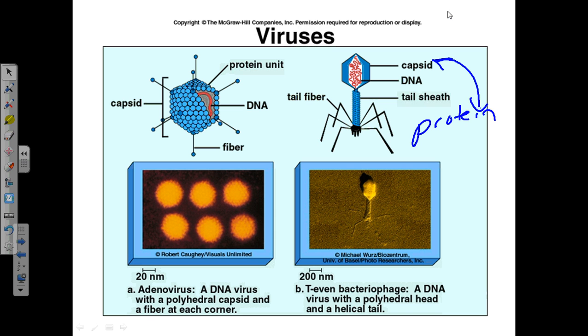And then in the middle, usually, there's some kind of genetic material. That stuff's in red here. And that genetic material is one or the other. It's either what or what? It's either DNA or RNA, not both. It's one or the other. So these are DNA viruses that we're looking at up here.